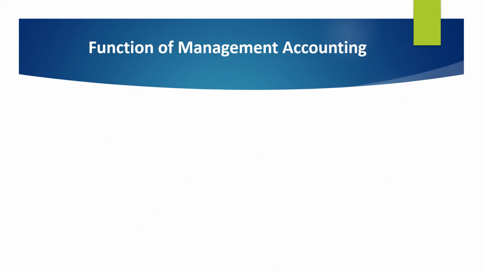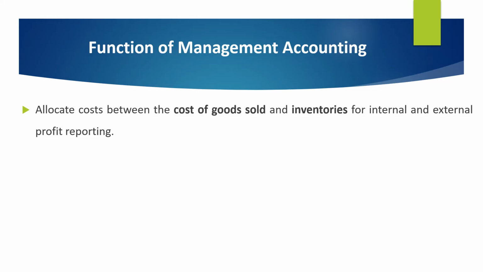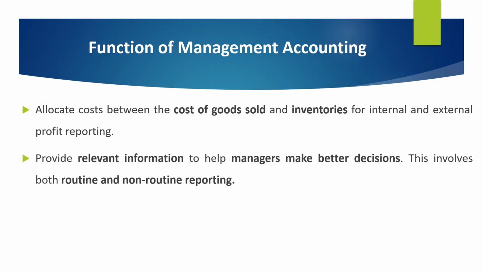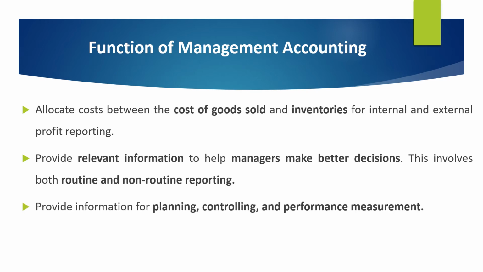Now let's look at the functions of management accounting. It allocates the cost between the cost of goods sold and inventories for internal and external profit reporting. Further, it provides relevant information to help managers make better decisions. This involves both routine and non-routine reporting. Finally, it provides information for planning, controlling, and performance management.